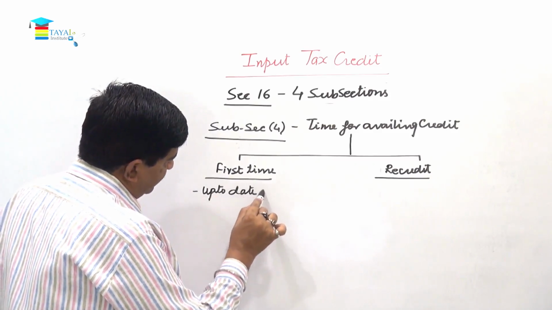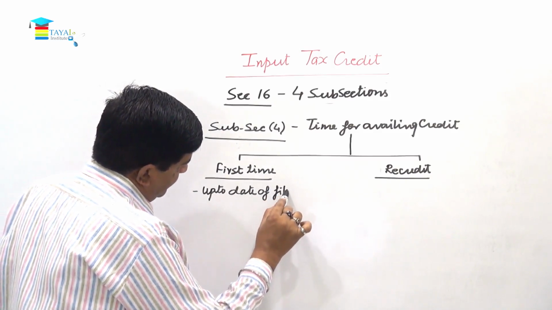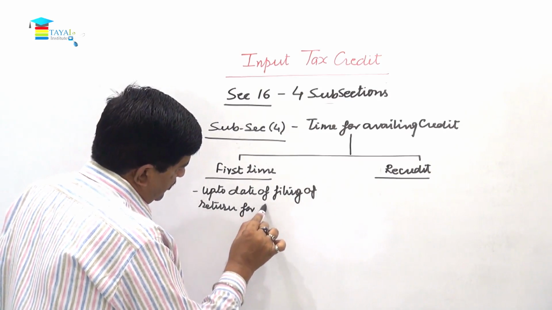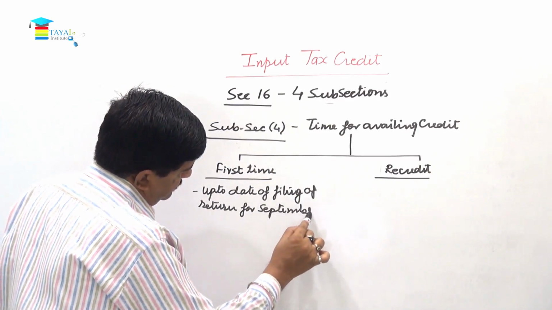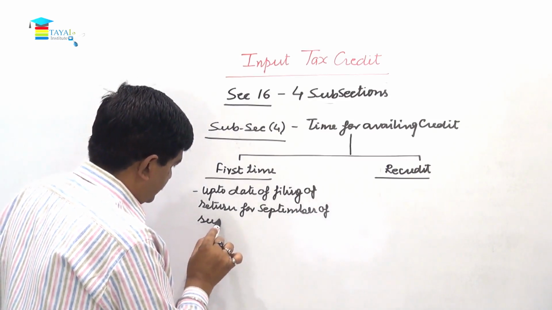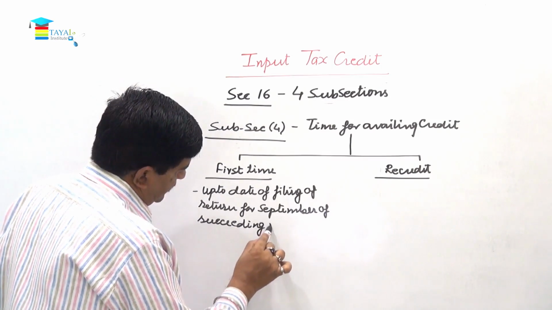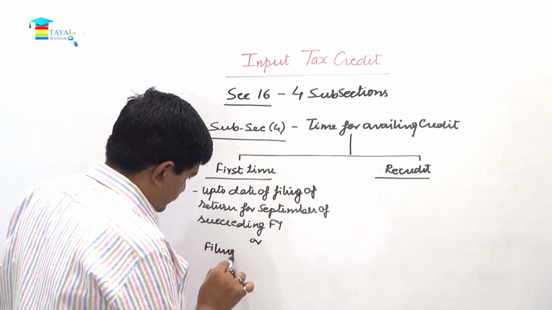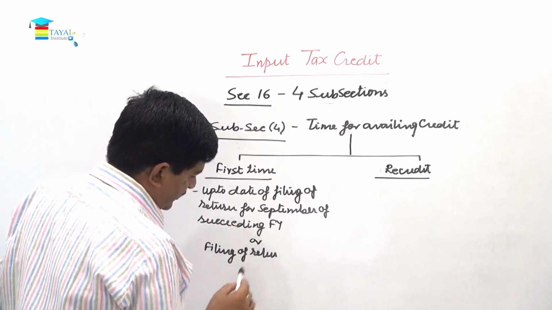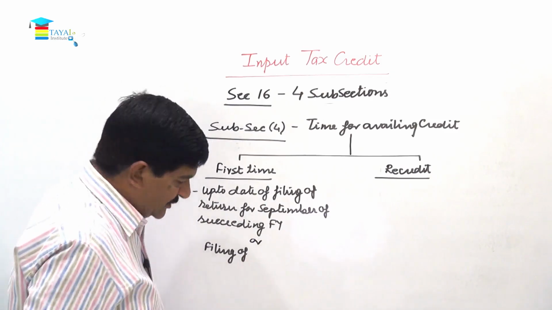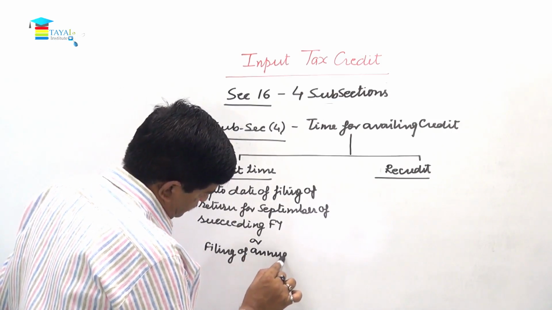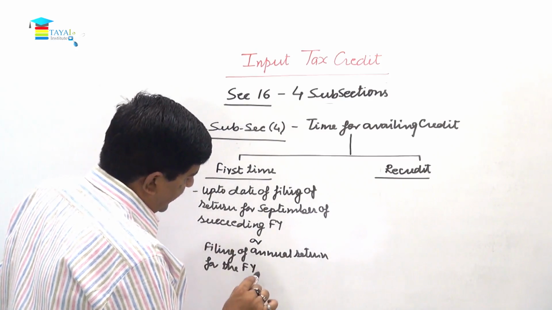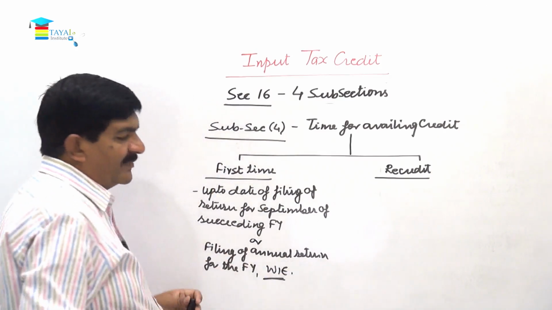Okay, so as far as first time credit is concerned, this is up to date of filing of return for September of succeeding financial year or filing of annual return actually for the financial year, and out of the two whichever is earlier. So up to that time credit can be availed.